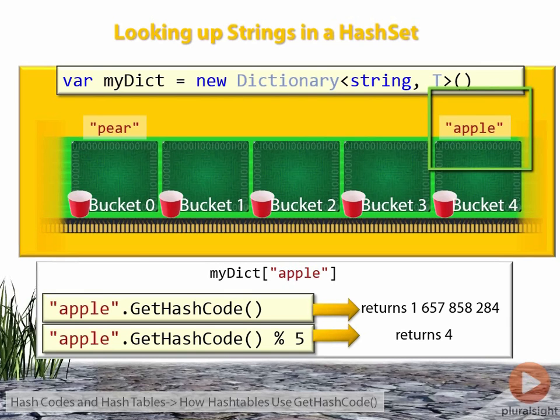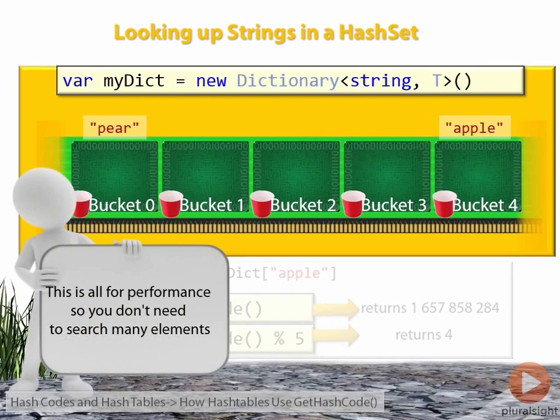And remember, the whole point of this procedure is to make sure you don't have to search many elements to find the one you want. And that's what gives dictionaries and other hash table based collections their high performance.